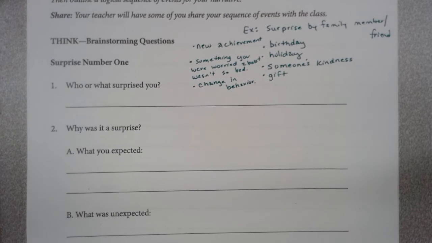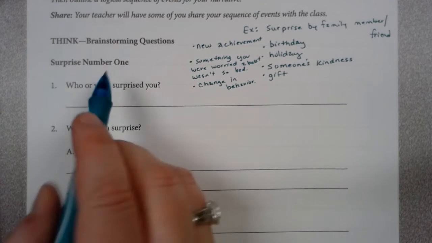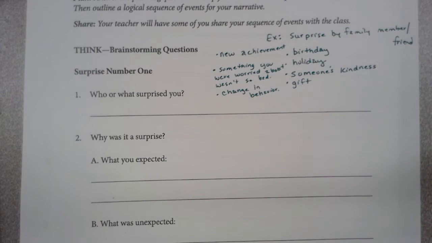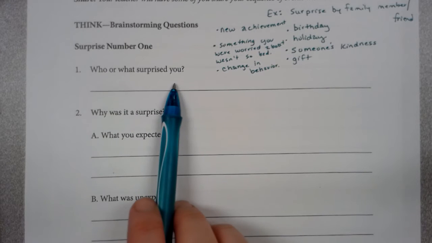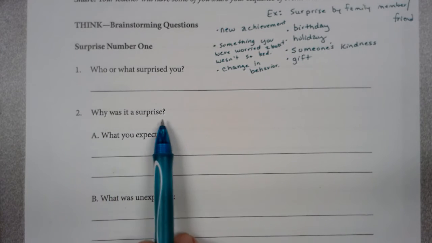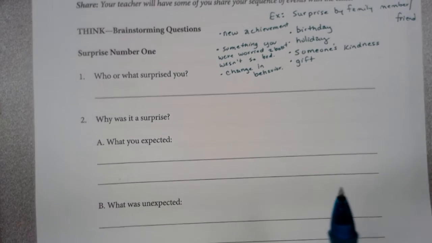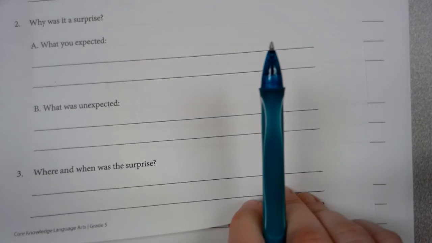So what we're going to be doing in this activity is we're going to choose 2 types of surprises. We're going to have a surprise 1 and a surprise 2. Where's it at? Surprise 2. So each one of the surprises has a very detailed planning guide to go with it. You have who or what surprised you. Why was it a surprise? So you have A, what you expected, what was unexpected. When and where was a surprise? So that gives you your setting.